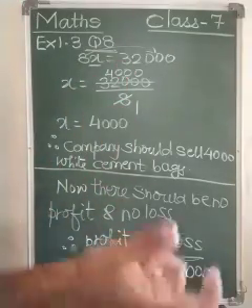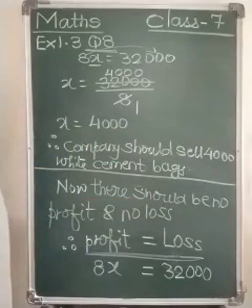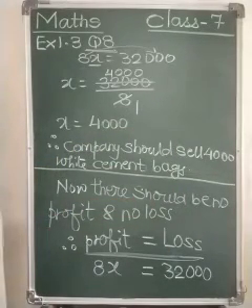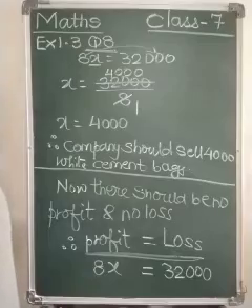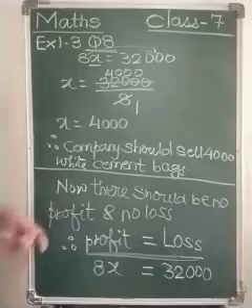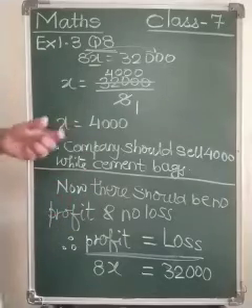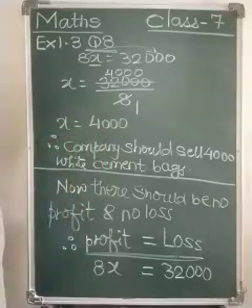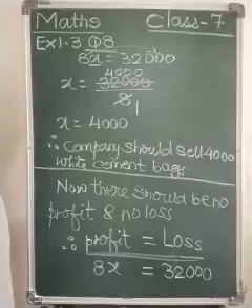That means if 6,400 bags of grey cement are sold and the company should not have a profit or loss, then they should sell 4,000 bags of white cement in that particular month or for that particular period. So this is how our question number 8 ends here.